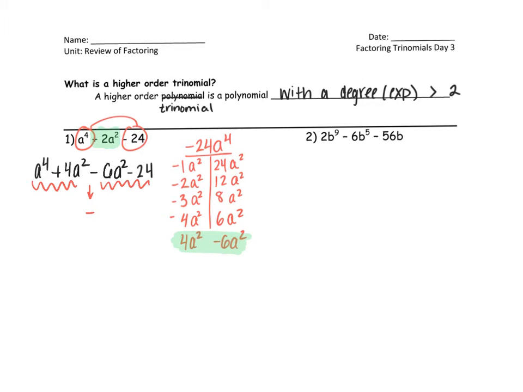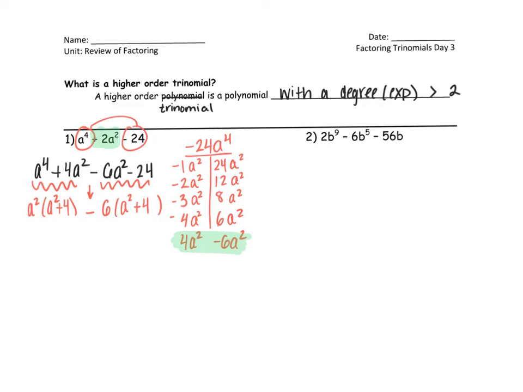So my GCF for the first two is a squared. And if I divide a to the fourth by a squared, I get a squared. And when I divide 4a squared by a squared, the a squareds cancel. So I'm just left with plus 4. And my second two terms, my GCF is going to be a negative 3. Negative 6 is my largest factor. And when I divide them, I'm going to get a squared plus 4.